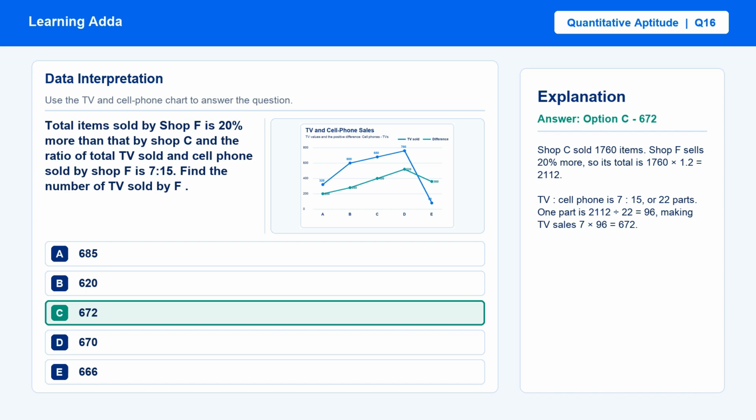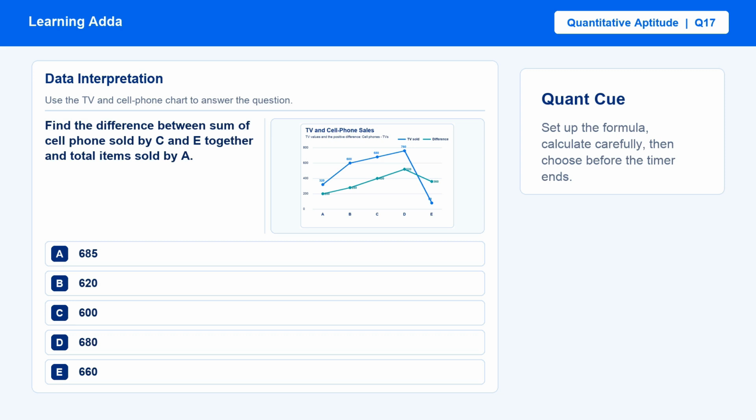to 672. Question 17. Find the difference between the sum of cell phones sold by C and E together and total items sold by A. Option A, 685. Option B, 620. Option C, 600. Option D, 680. Option E, 660. The timer starts now.